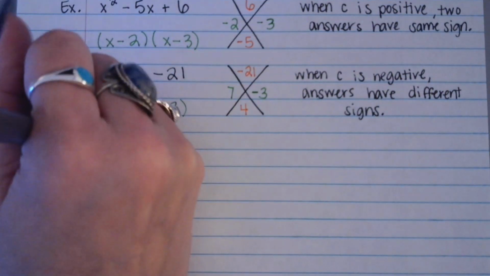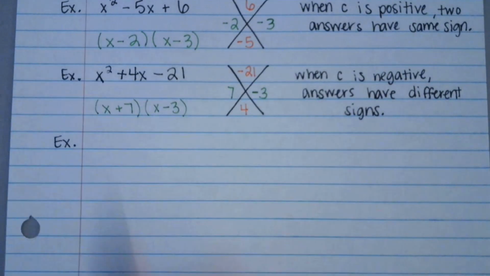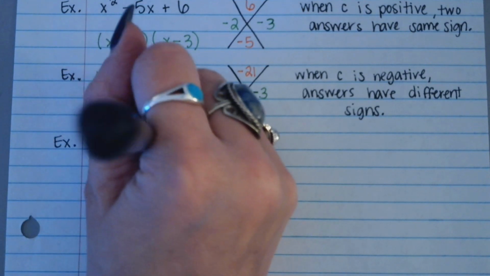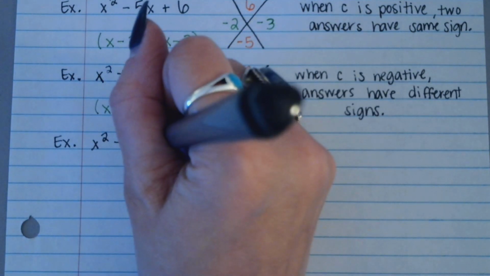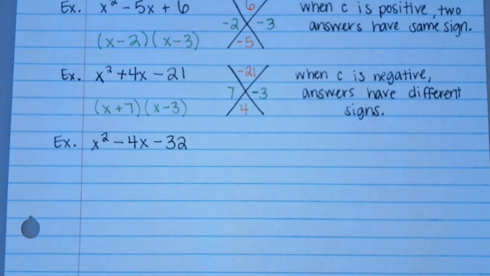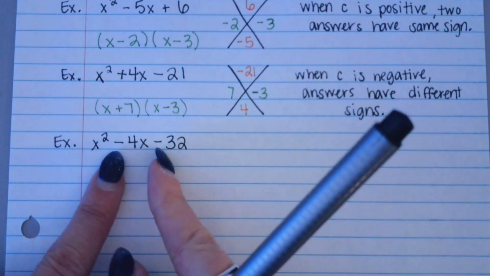All right, last example. We've done a plus plus, we've done a minus plus, we've done a plus minus. So the last one is when both of these are subtraction. x squared minus 4x minus 32. Right, so these are both subtraction signs.